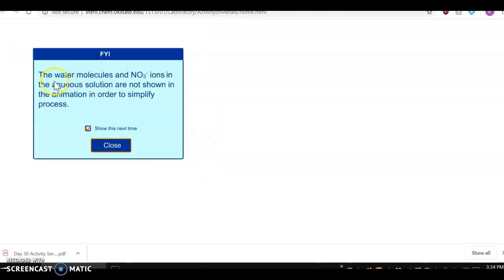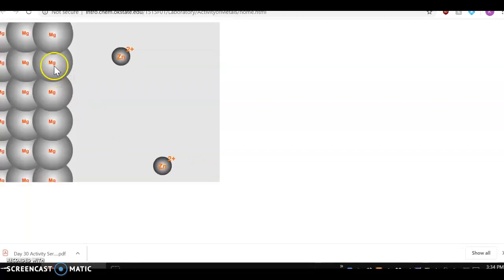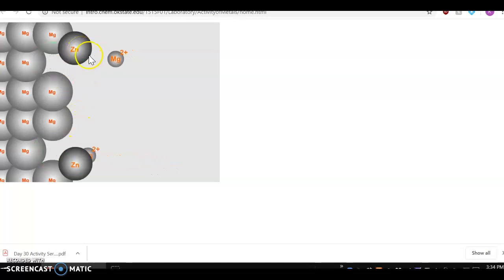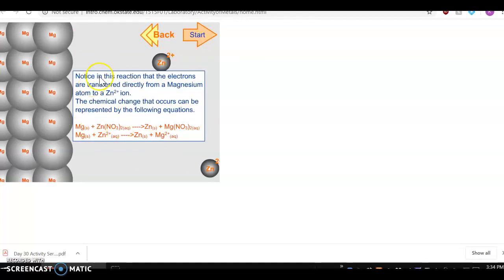Notice in the simulation, the water molecules and the NO3 ions, remember those are the spectators, are not really doing anything, and are not shown to be simple. So you have the magnesium solid and the zinc ion comes in, and then the zinc becomes a solid and the magnesium becomes an ion. So don't worry about all this reaction. Let's see what this looks like.